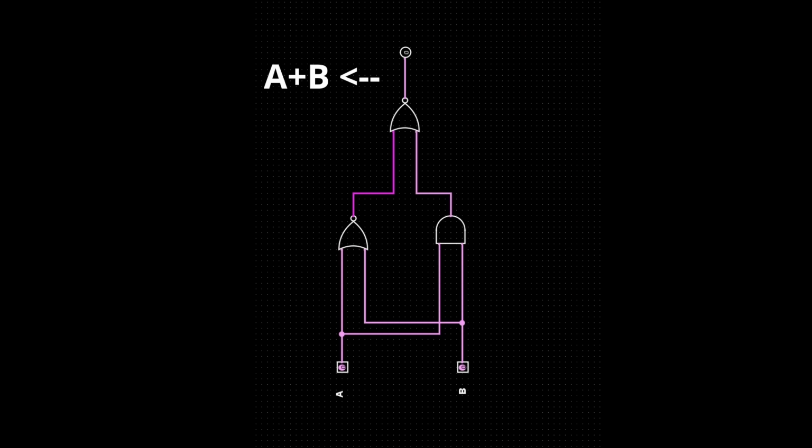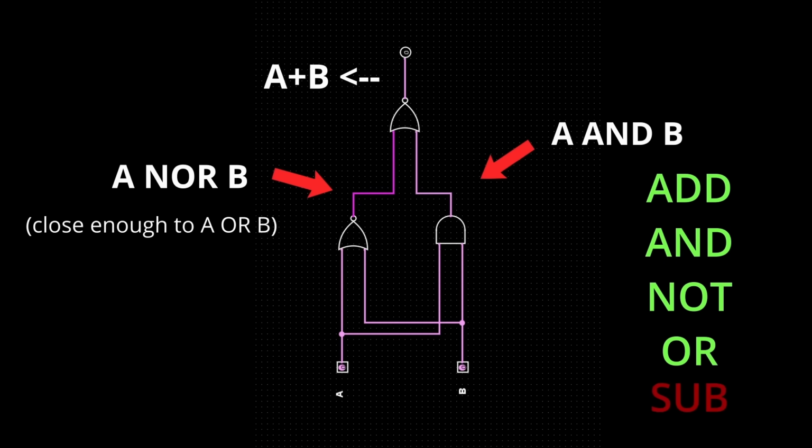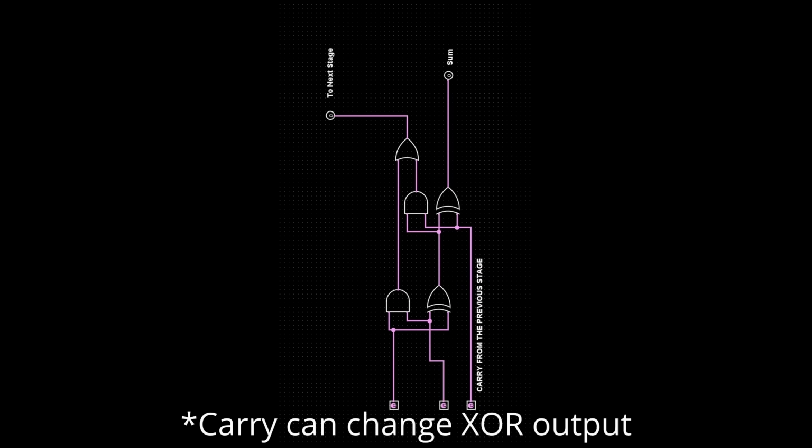Not only do we get A plus B from the output, we can also take this output, which coincidentally is A and B, and this output is also A nor B. We've already checked off most of the functions we wanted our ALU to have. We could also get A XOR B, but the XOR output is affected by the carry from the previous stage, and that'll only cost us 3 AND gates. We can now add, AND, NOR, and XOR at the cost of only about 70 transistors.